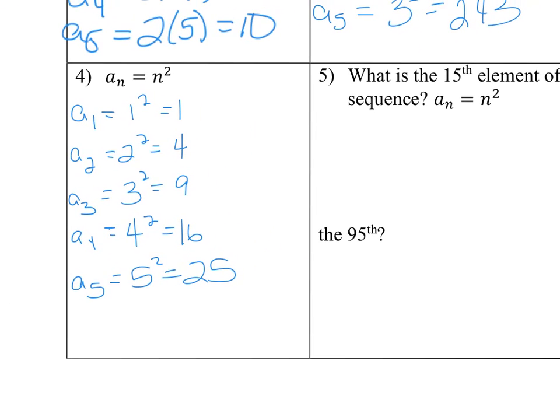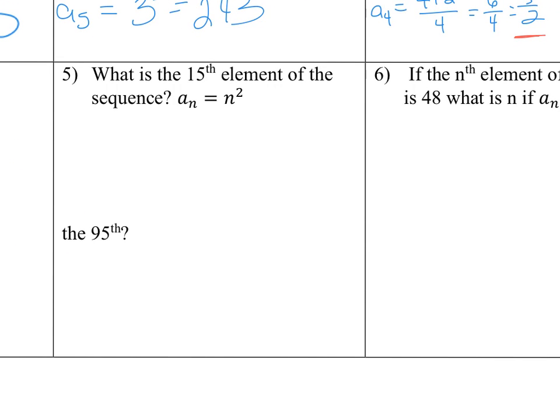Over here, straightforward, you're just squaring the term number every time, so that'd be 1 squared is 1, and so on. Okay, so that's nice if they give that to you. It's fantastic.